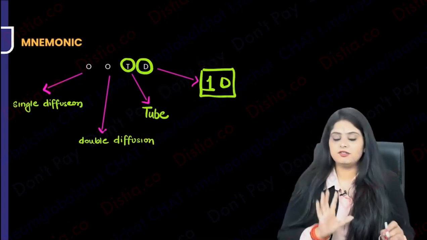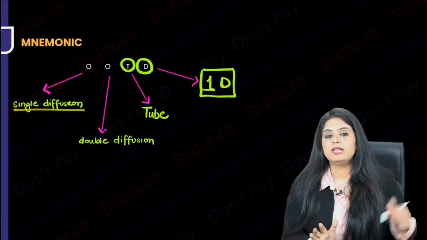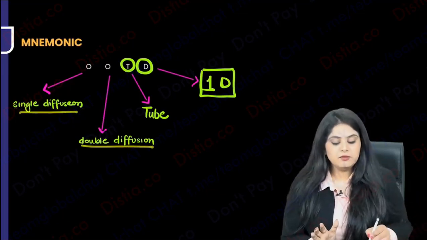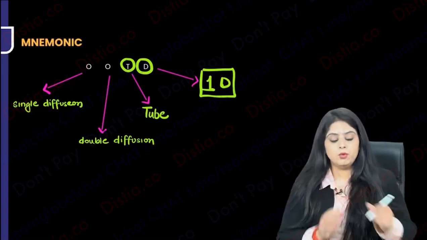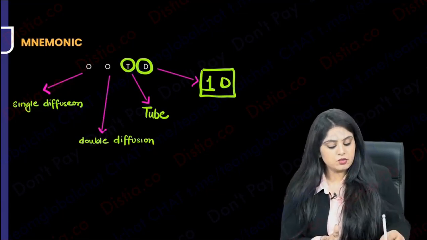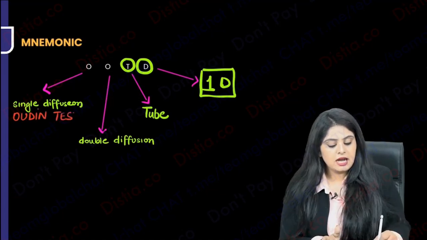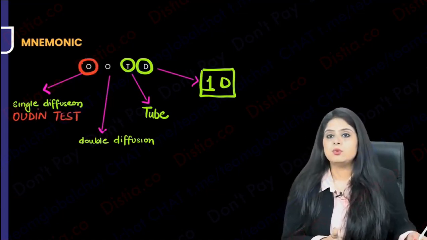The test is being done in a test tube. Single diffusion means only the antigen is moving. Double diffusion means antigen and antibody both are moving. So when it is single diffusion, it is known as the Auden test. It is known as the Auden test.